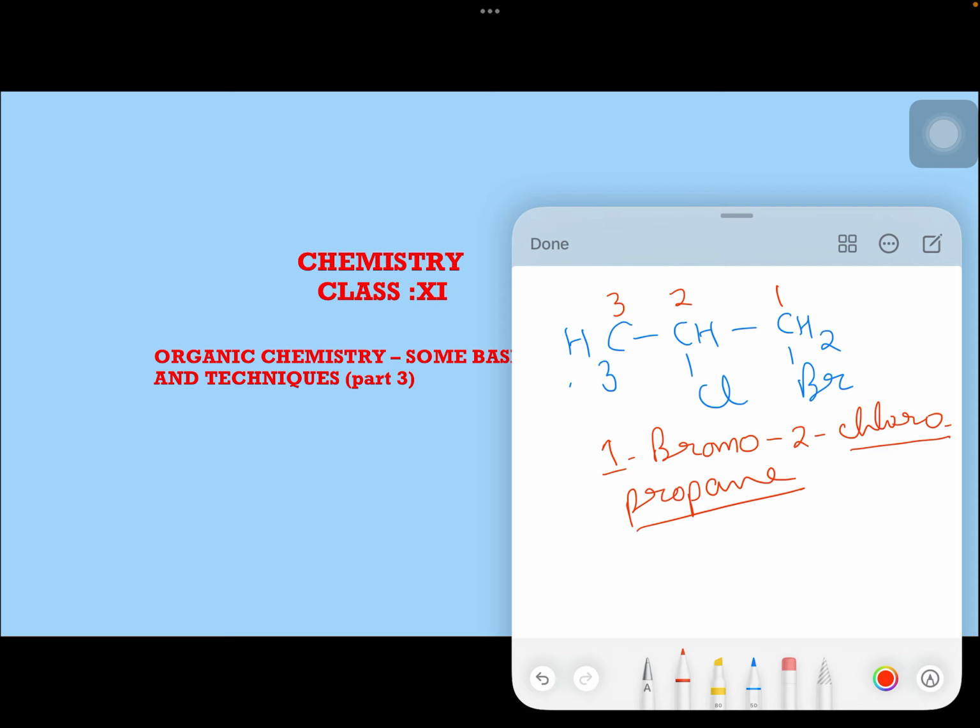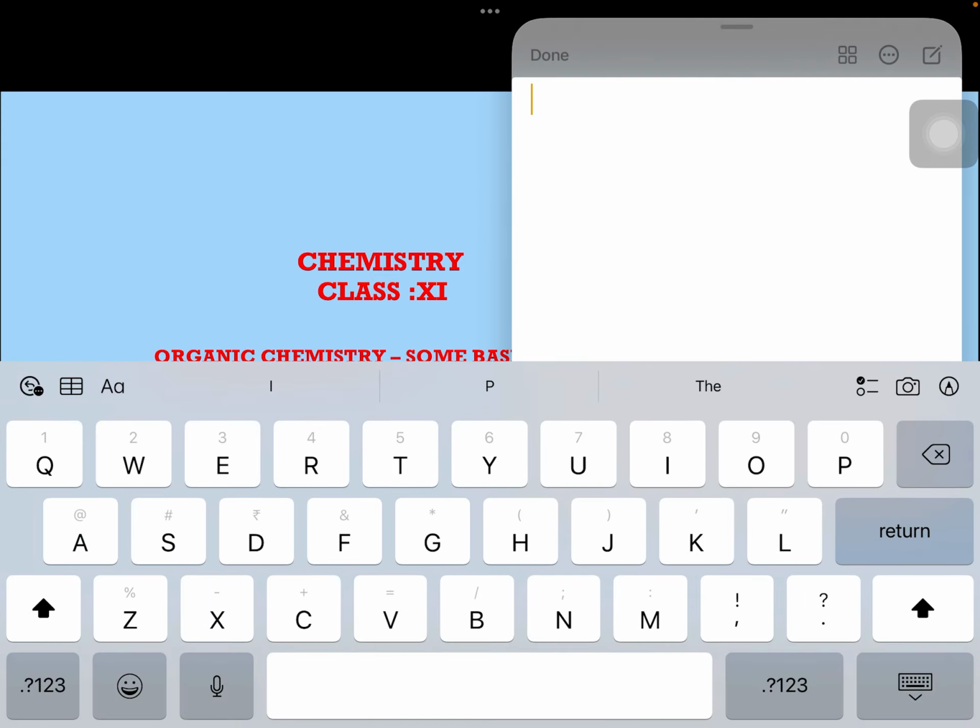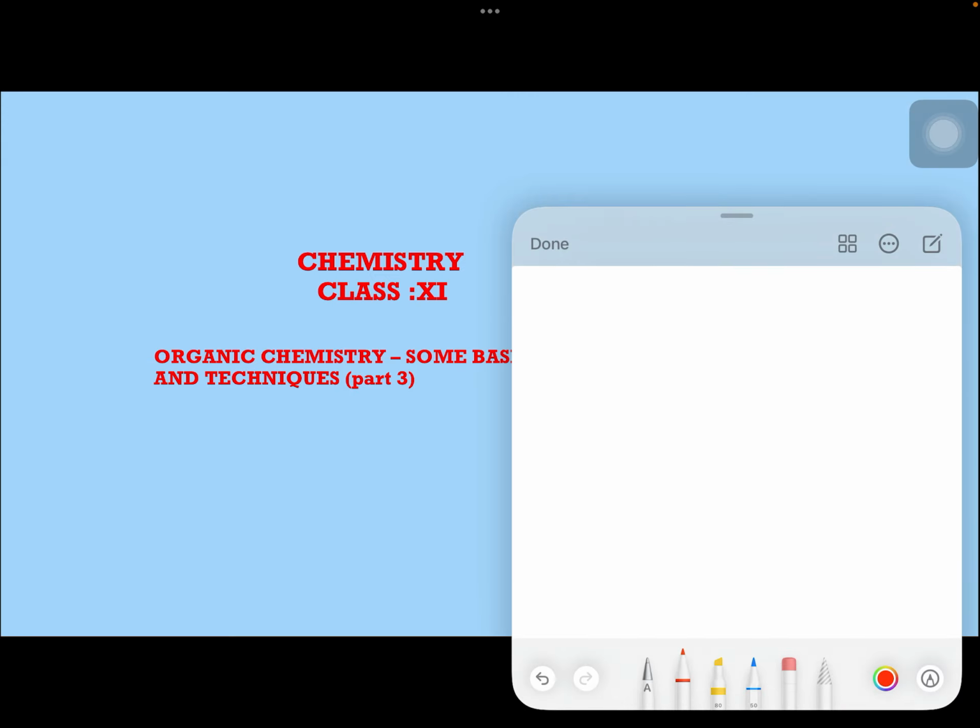Let's take more examples. If I take CH3CHO, very simple, it's an aldehyde. So I will be writing the name ethanal. Ethanal is the name, right?